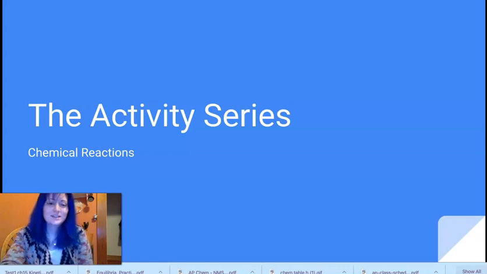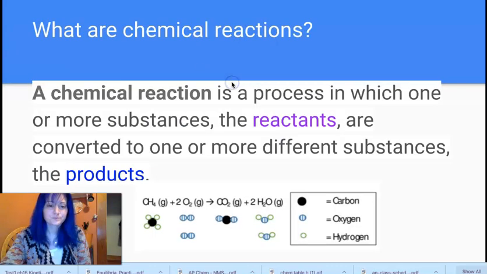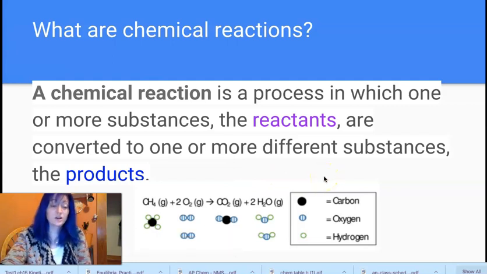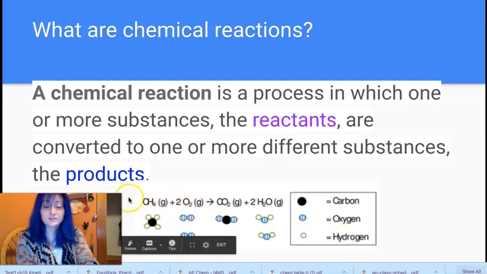Welcome to the lesson on the activity series with regards to chemical reactions. Just an important note to remember, a chemical reaction is a process in which reactants are converted into products. What's important to remember is that for all chemical reactions and all processes, there's a conservation of energy and mass. So with regards to reactions, that means that the atoms that appear on the reactant side should appear on the product side. Okay?